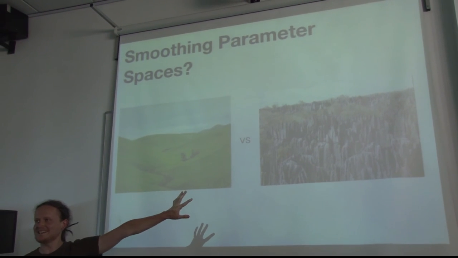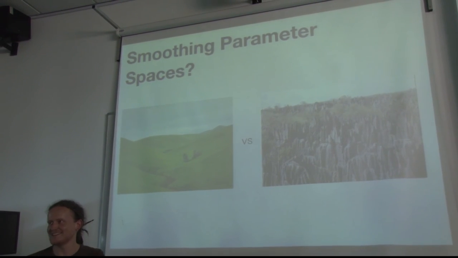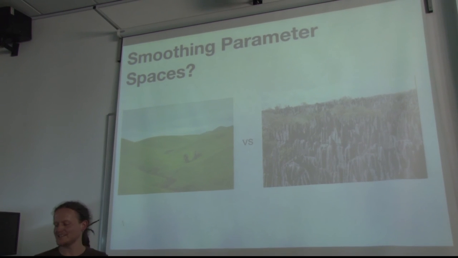But because this process, at the moment at least, is very non-linear, a very small change in the input creates a very large change in the output. So what I'm looking into at the moment is how to smooth out the transition through this parameter space. So what you really want is a kind of smooth landscape, not this kind of spiky landscape. Which I think the system does at the moment in some cases.